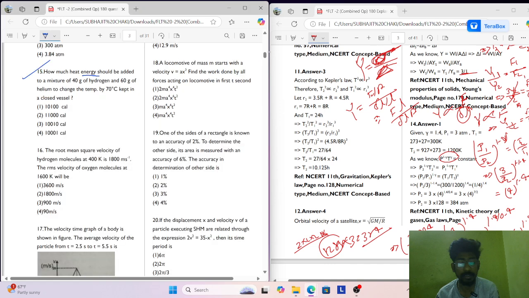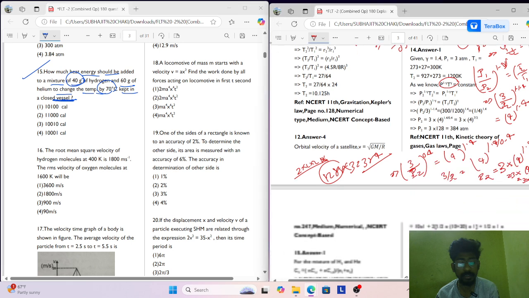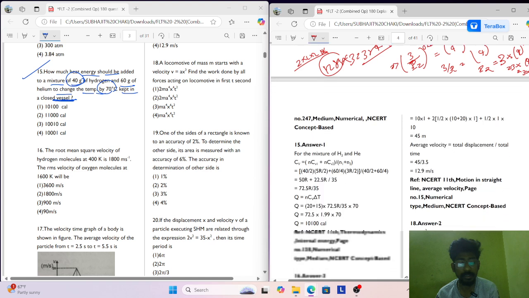How much heat energy should be added to a mixture of 40 gram hydrogen and 60 gram helium to change the temperature by 70 degrees Celsius, kept in a closed vessel? Closed vessel means there is no exchange of heat. Adiabatically is what they are saying. W is given for H2 and for He, and this is the temperature.